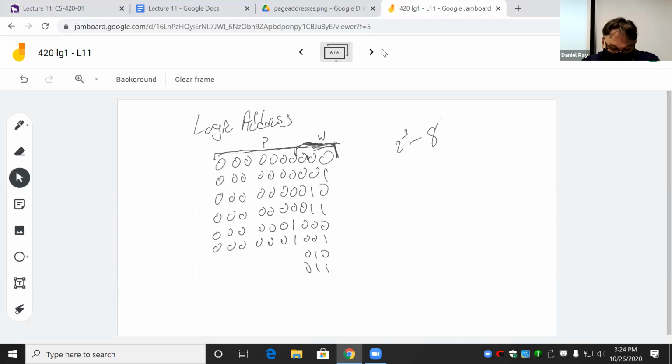I'm sorry, this should not be 0000. This should have been... where did I go? I put too many things in here. 01, 01, and so forth and so on. Okay.